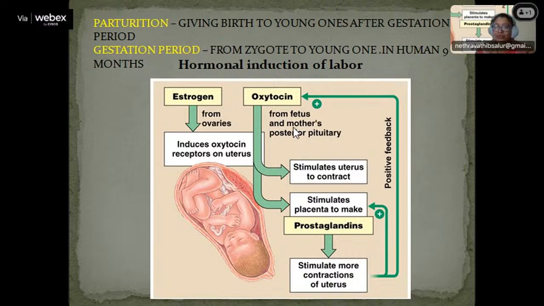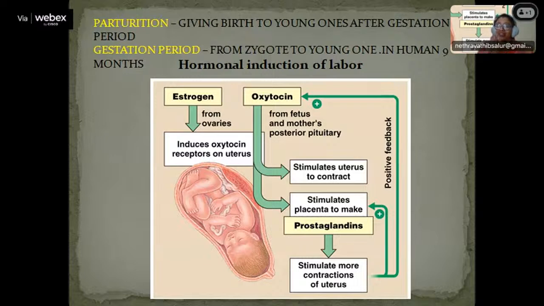Now, let us come to the next important part, that is parturition. So what is parturition? Parturition is a long process where the mother tries to give birth to the young one after the gestation period. Now, what is gestation? From the formation of the zygote till the formation of the young one inside the uterus is called the gestation period, and it varies from organism to organism.